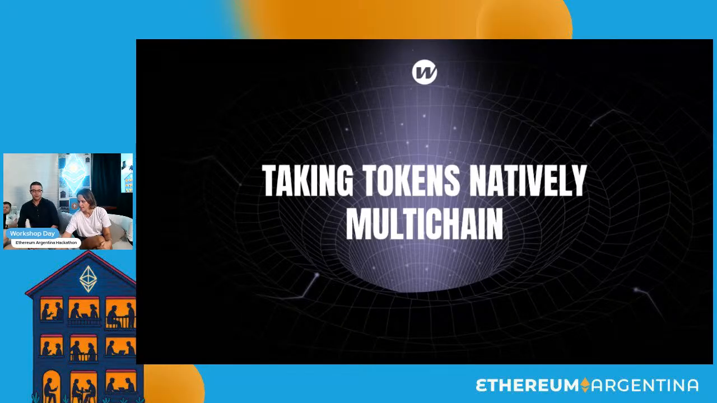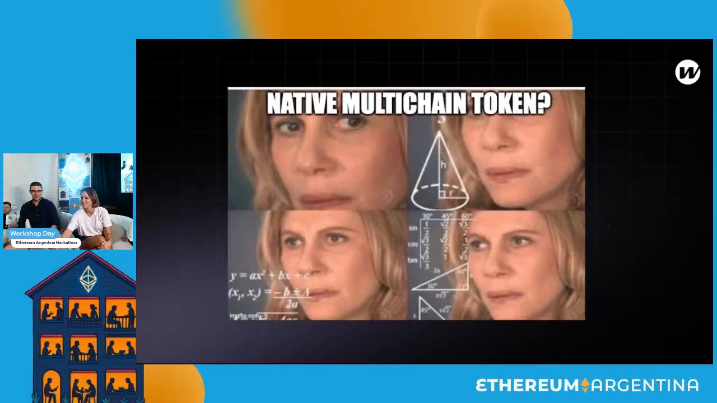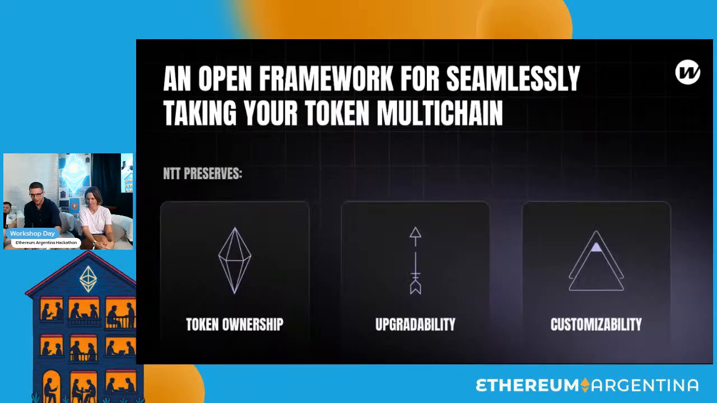Okay, taking tokens multi-chain, natively multi-chain. So the question is, what are actually native multi-chain tokens? We have one of our products that we call NTT, which is the Native Token Transfers framework. We consider a token to be native if the token is owned by the deployer itself. So it's not wrapped around a contract that controls the token, but it's fully owned and has been deployed by the deployer wallet themselves.